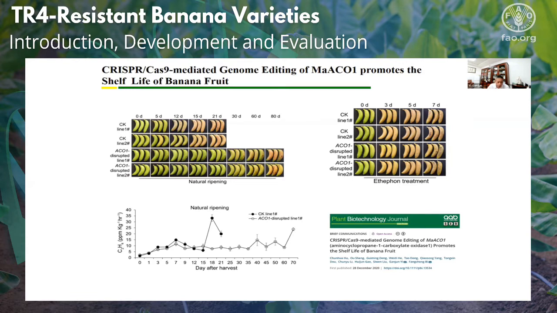So, and we find that this is because the gene editing plant, this insulin has declined almost in 21 days, its natural ripening. The CK look here is the estrogen is very high. But for the edible plant, look here, it's almost 20 days or 70 days at the same level. So it reduces almost 70, 90% of the estrogen. This is a very useful technology.